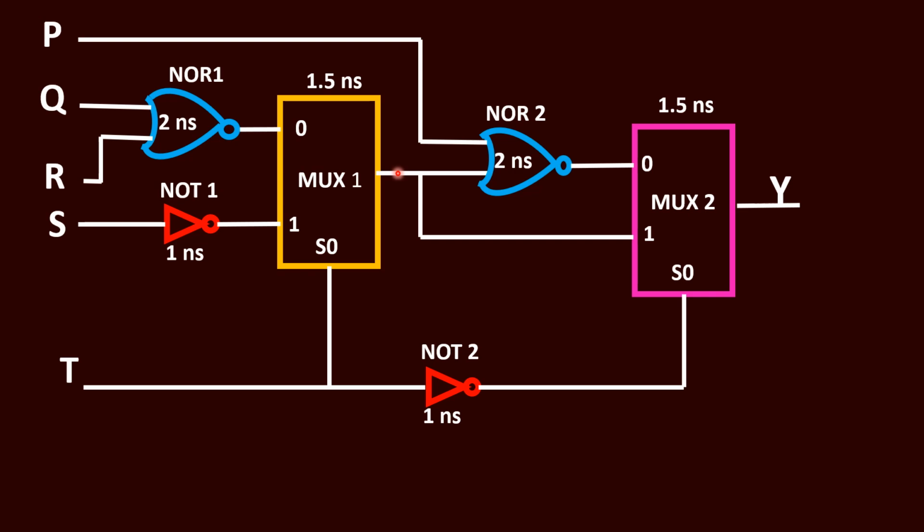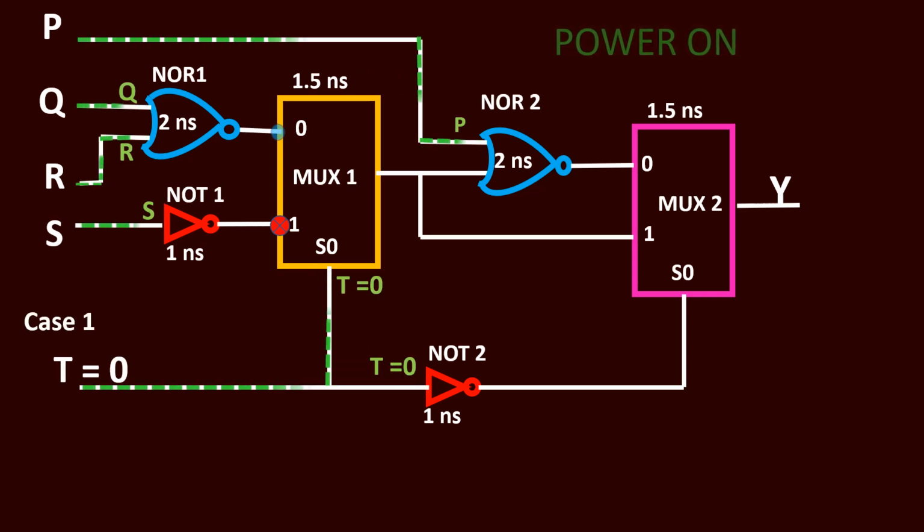So in this problem, this T input plays an important role. T input may be either 0 or 1. Based on this condition, we'll analyze the circuit with two cases. The first case is T equal to 0 and the second case with T as 1.